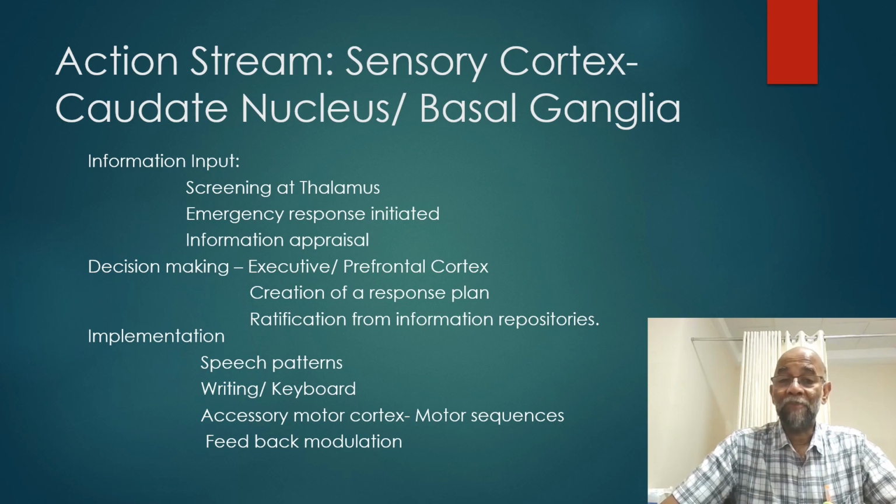After a decision is made on a response, this decision is ratified from information repositories which reside in the parietal association cortices. An action plan is implemented, maybe as speech, maybe through writing, and maybe as a motor program which is stored in the accessory motor cortex and modified for each particular scenario. Any action plan which is implemented is continually modulated by feedback.